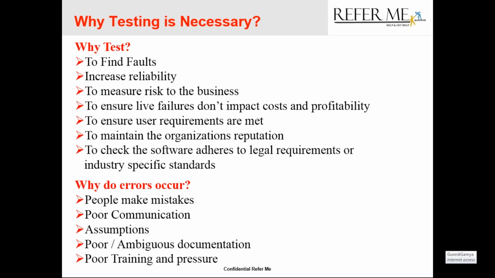Okay, now just read it. Why do errors occur? What is written there? People make mistakes, poor communication, assumptions, poor or ambiguous documentation, poor training and pressure. Can you correlate these things with what you said? Yeah, like I said, making some mistake, not using the ingredients properly, or not in the sequential manner.